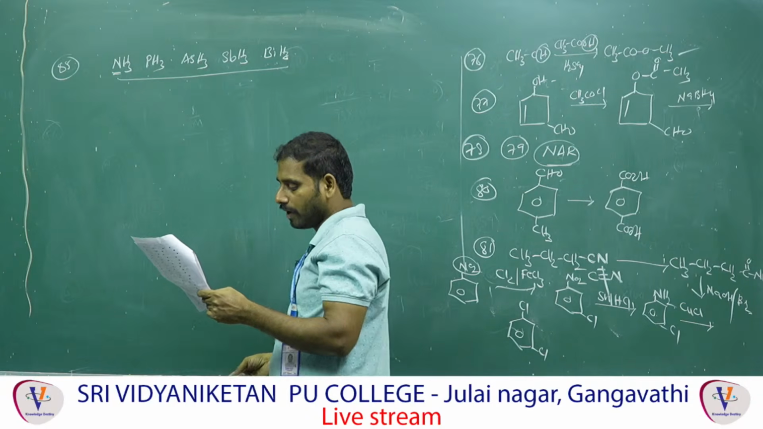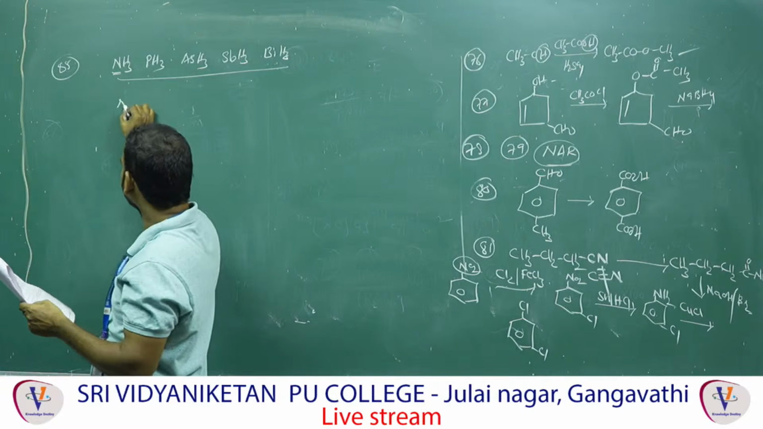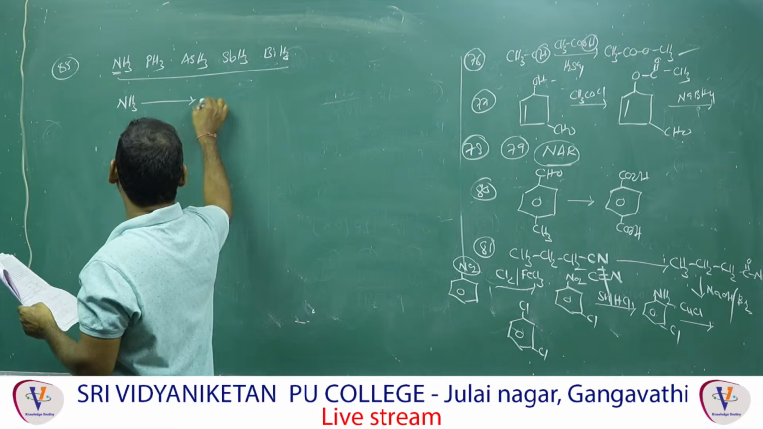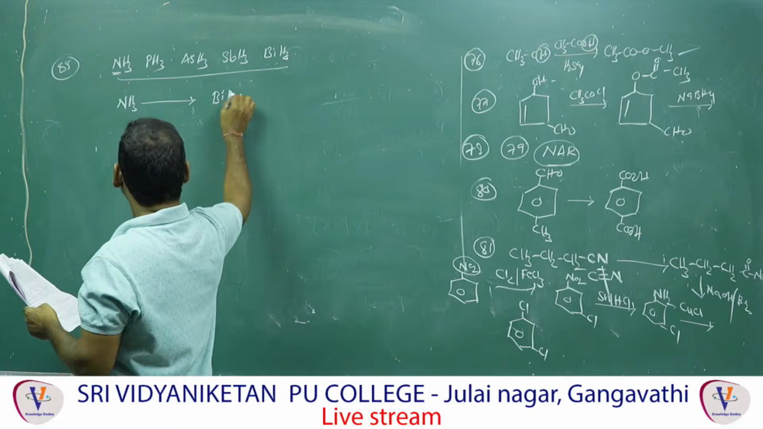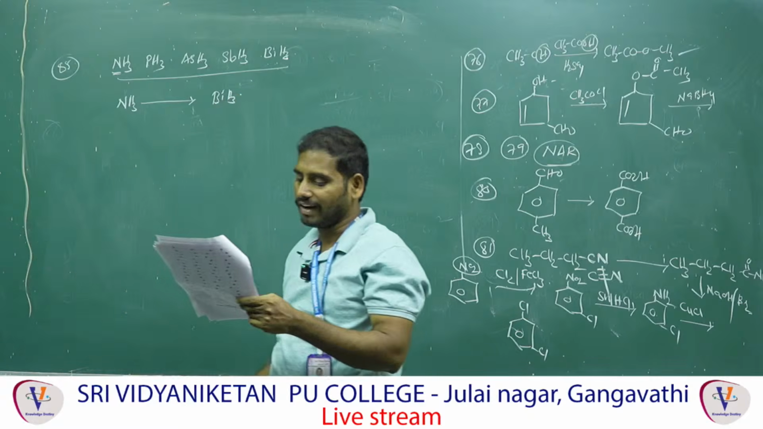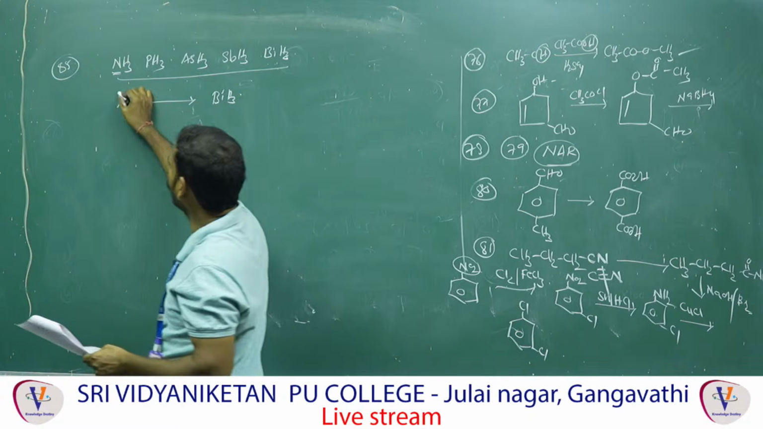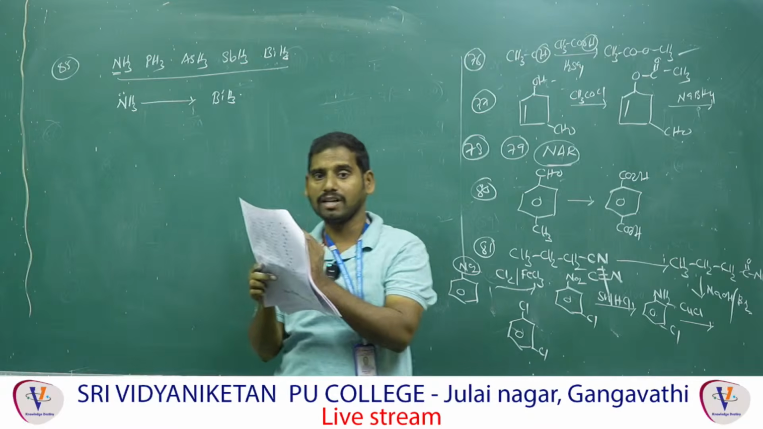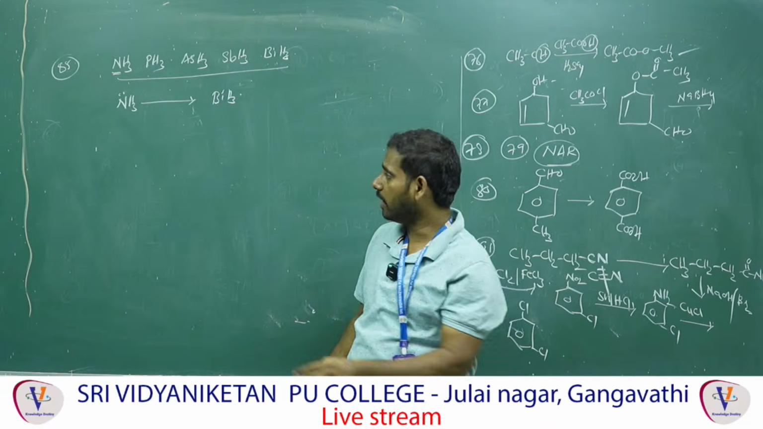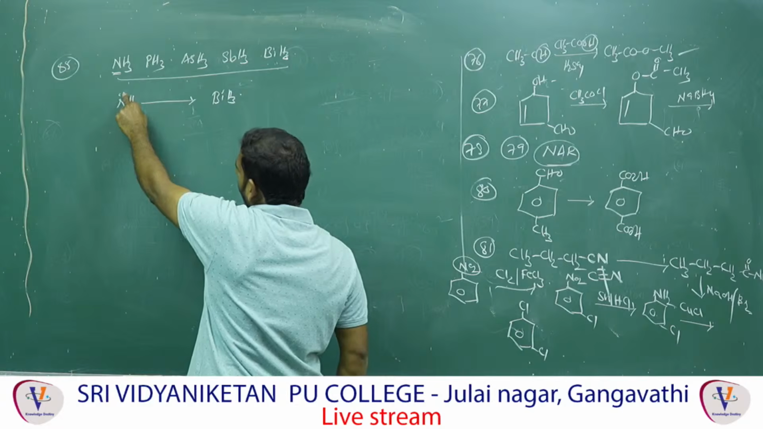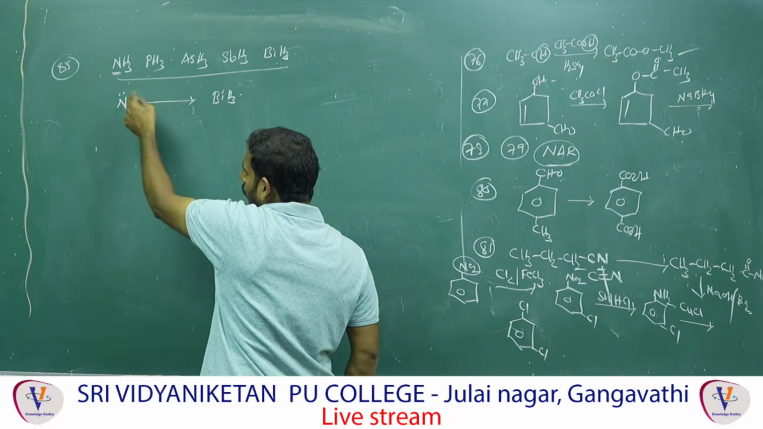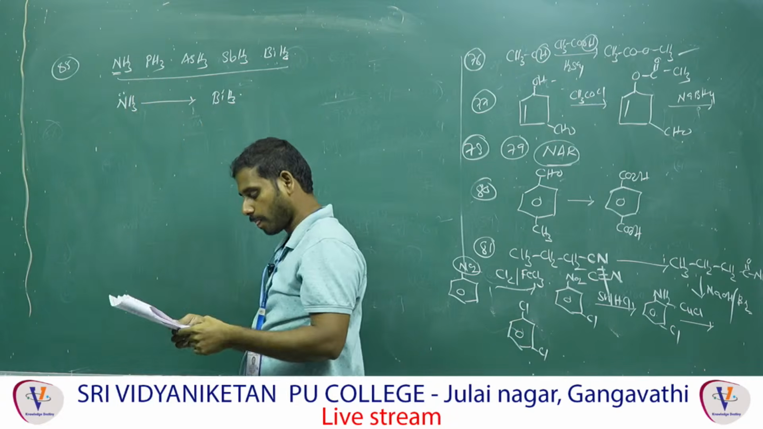The tendency to donate the lone pair of electrons decreases from NH3 to BiH3; these are basic nature. Which one has more tendency to donate the lone pair? Nitrogen is more, because nitrogen is small in size. Small size means it is able to donate the lone pair of electrons compared to the others. That's why it is more basic than the less basic ones.